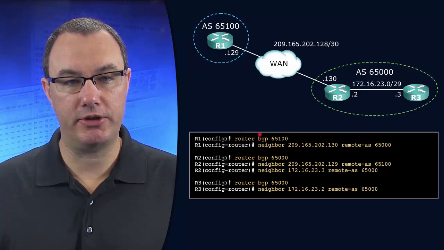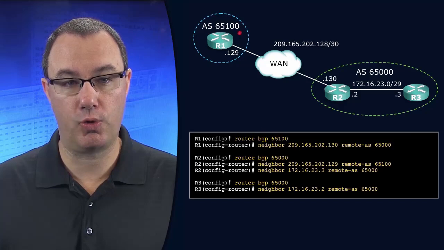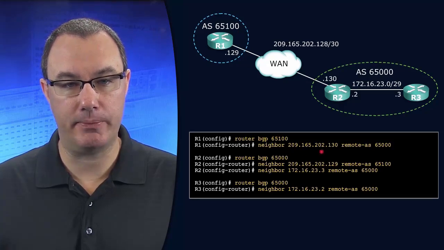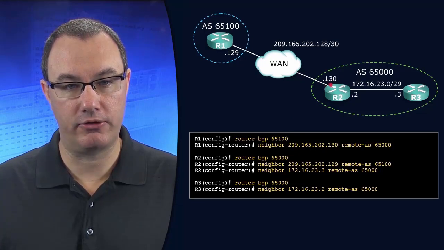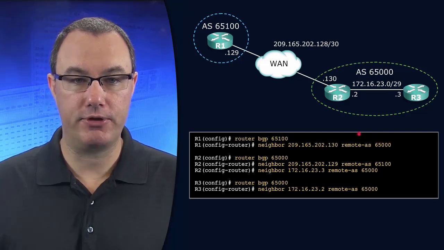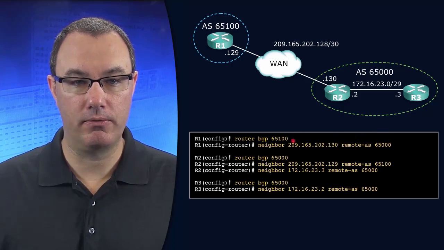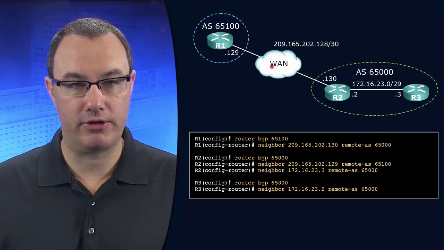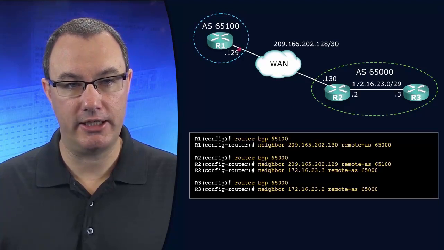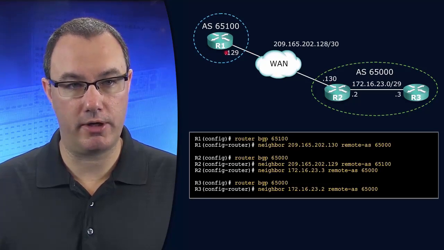We see router BGP 65100, which matches what we would expect from the topology. Great. Then we see our neighbor. The neighbor is reaching across the WAN to the .130 address, and we're saying AS65000, which matches. So this is an eBGP neighbor that we're setting up, and we have to understand that there better not be routers in the middle here, because we've got a time to live for this eBGP neighborship of 1.